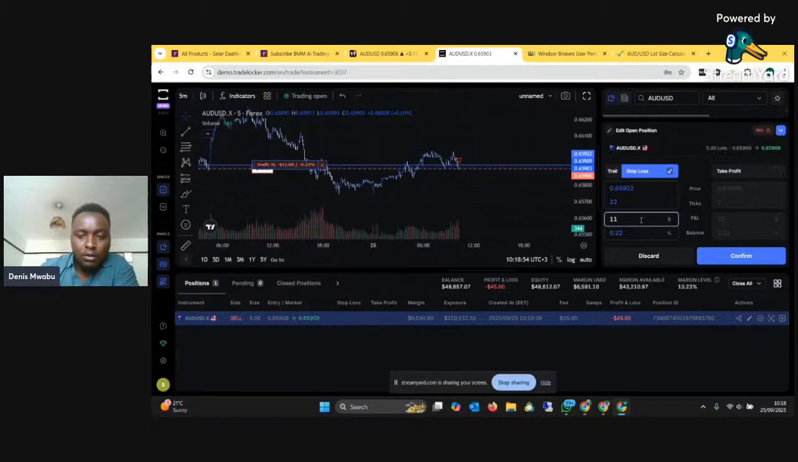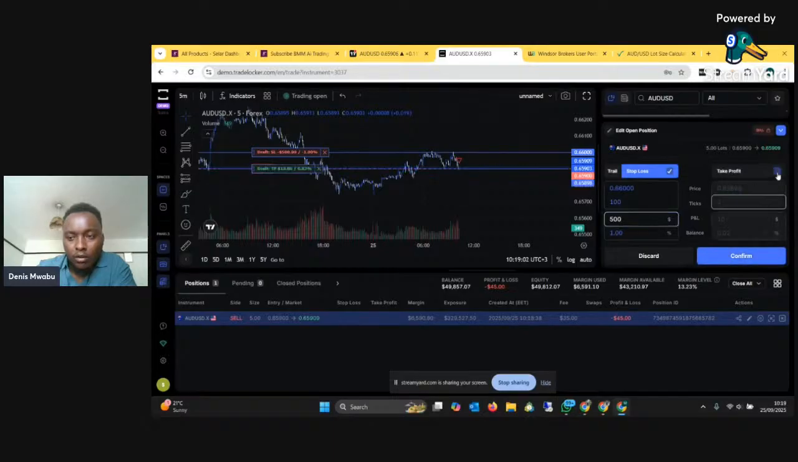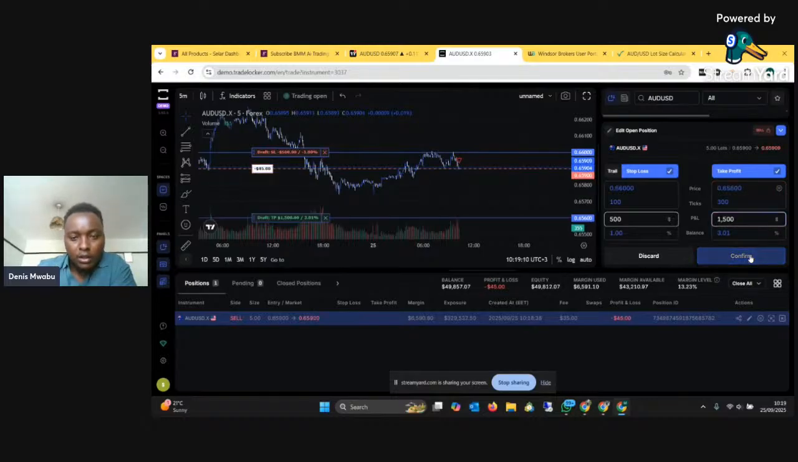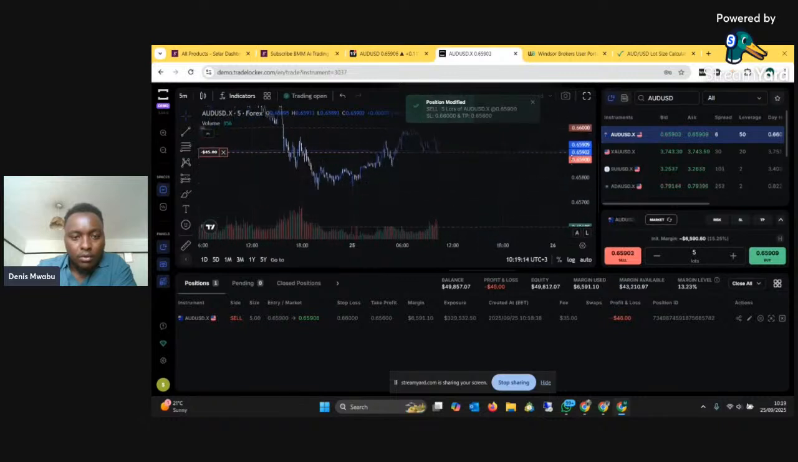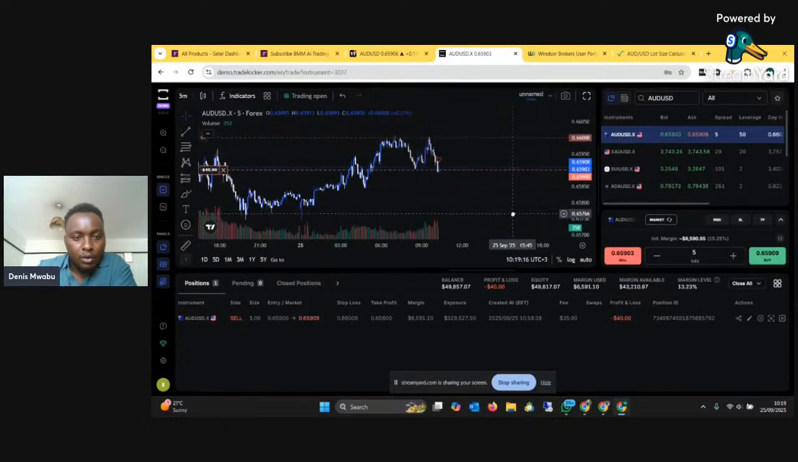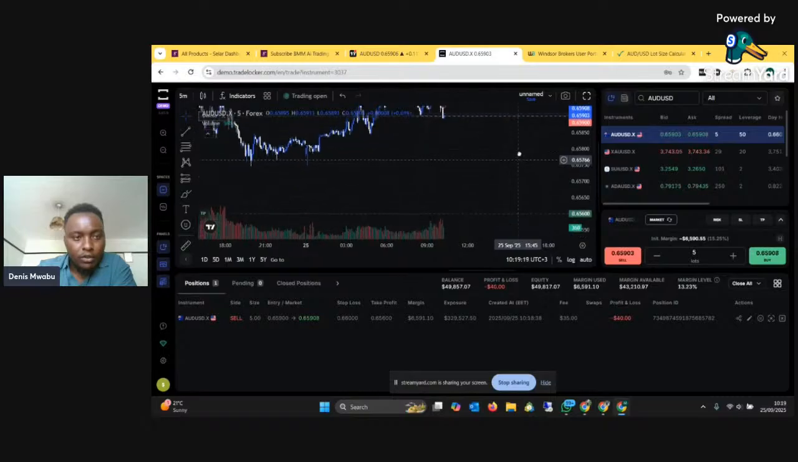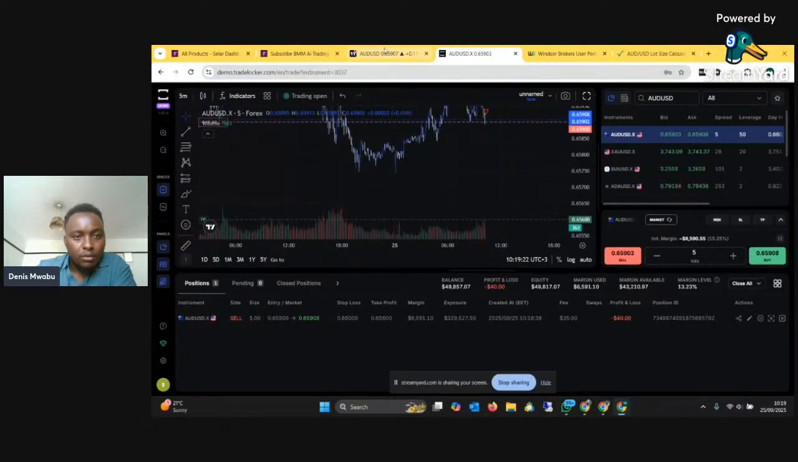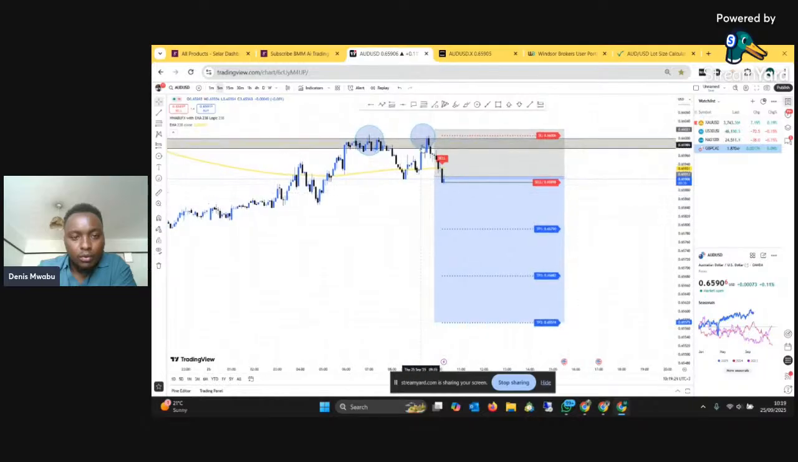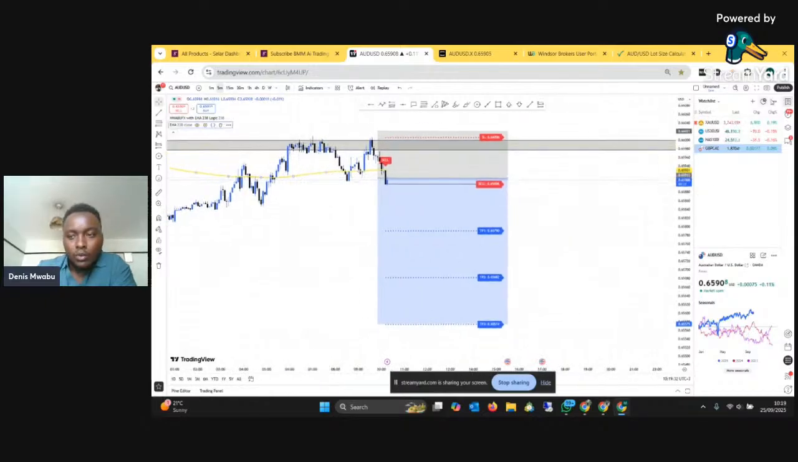Stop loss 500. I think that one is good. I want to secure a 1:3, so I want to secure 1,500 if all goes as expected. So we have done what we're supposed to do. We leave it to the market to do what it thinks it can do better.